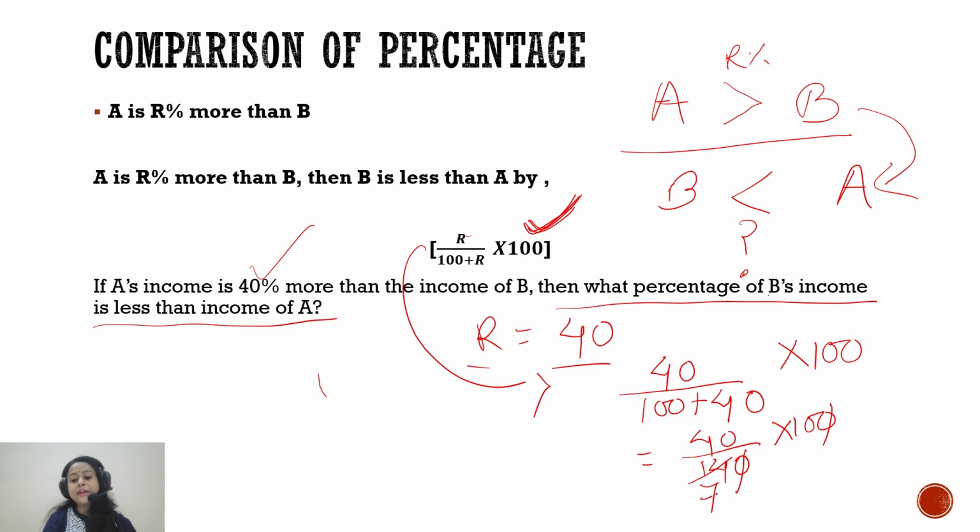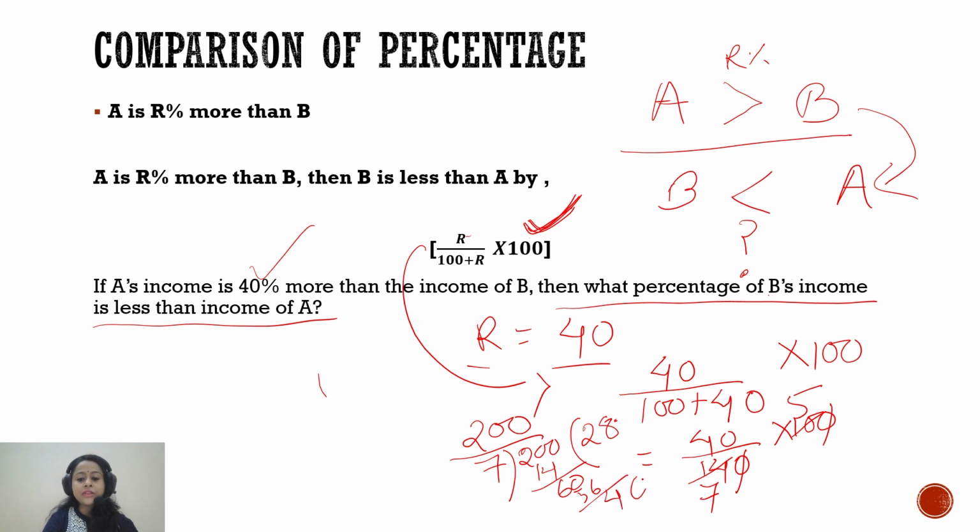It was divided by 2. Okay, then 40 plus 40 into 5, which is 200, by 7, right? So you divide it, 7 into 2, 14, 60, 7 into 8, 56, 4 is left. So in decimal value, it will be almost 28%.